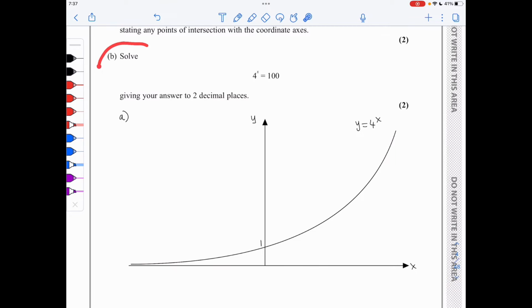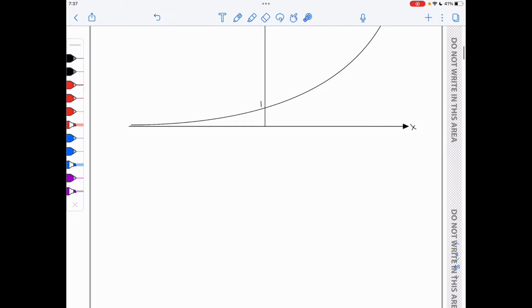In b, we need to solve 4 to the x is 100, giving our answer to 2 decimal places. So I will be using logarithms here. 4 to the x is 100. I will take log of both sides. So log of 4 to the x is log of 100. So x log 4 is log of 100, which leads to x being log of 100 over log of 4, which gives an answer of 3.32, correct to 2 decimal places.